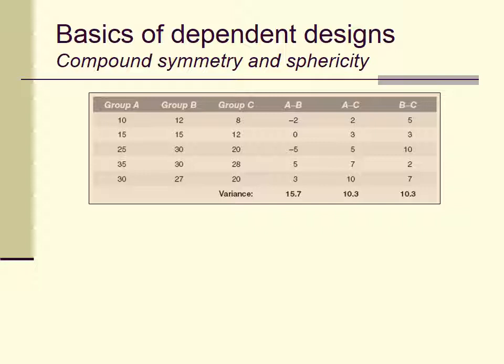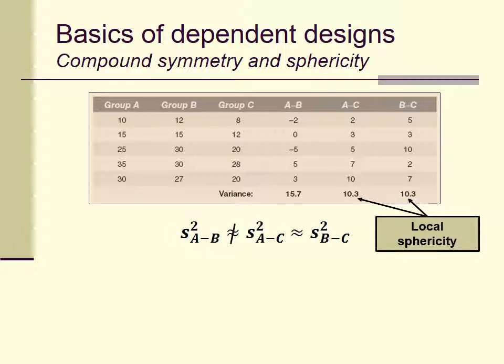Here is the same data that I've used before, and you can see here we just made some difference scores between the scores that people have for each of these different conditions, and looked at the variances. You can see that the variance of the difference between A and B is not that similar to the variance of the difference between A and C and between B and C. However, the variance of the difference between A and C is exactly the same as the variance between B and C. Sometimes that's called local sphericity.